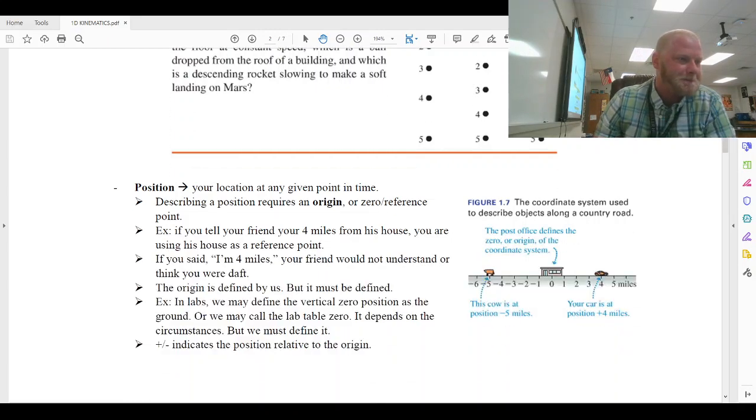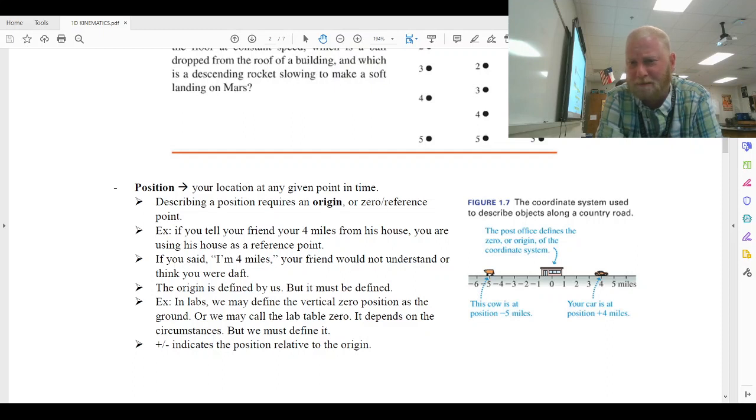Now, we talk about position a lot. Keep in mind, though, that when you're talking about position, there has to be some reference point. You can't give your position without referencing where you're measuring that position from. So, for instance, let's say your friend calls you and asks you where you are, and you say, I'm 4 miles. Well, does that tell your friend anything about your position? 4 miles from where? 4 miles from the school, 4 miles from their house, 4 miles from Wendy's? There needs to be some origin that you are using as your 0 point, your reference point.